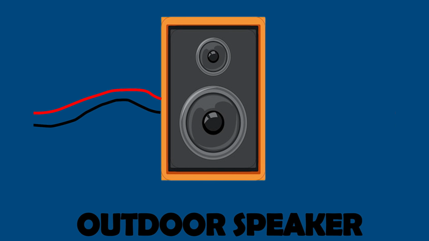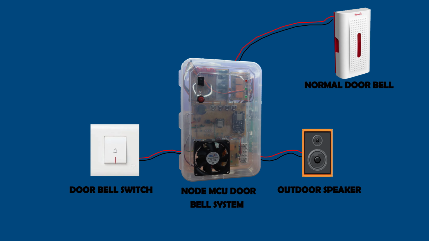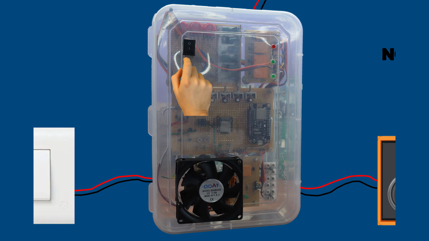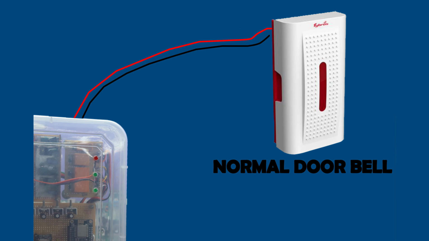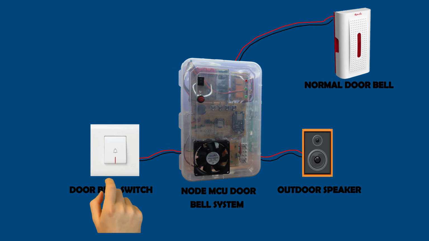However, if you're at home, you can turn off the NodeMCU doorbell system and the traditional doorbell will take over when a visitor presses the doorbell switch.